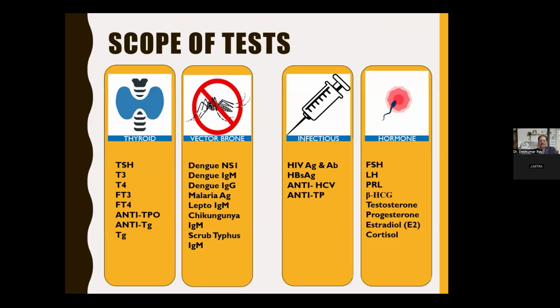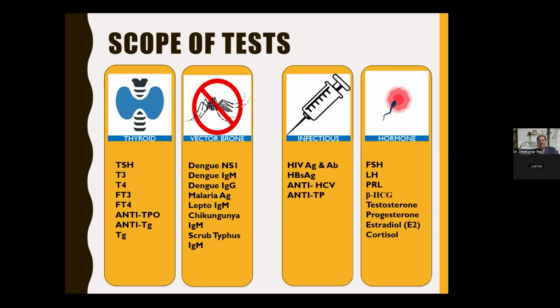So the scope of the tests. There are different domains we can cover. We can diagnose, and we can do the follow-up for the treatment. Say, for example, thyroid. The hormonal assay we can do by using this method like CLIA or chemiluminescence method. So TSH, T3, T4, as well as free T3, T4, as well as anti-TPO, thyroperoxidase, and anti-TG, thyroglobulin, and thyroglobulin itself, we can assess for the diagnosis of different kinds of variants related to the thyroid gland.